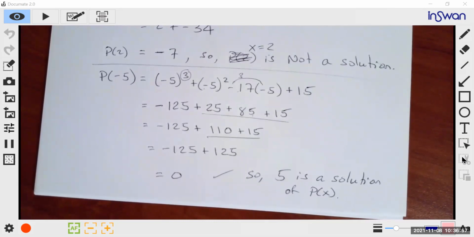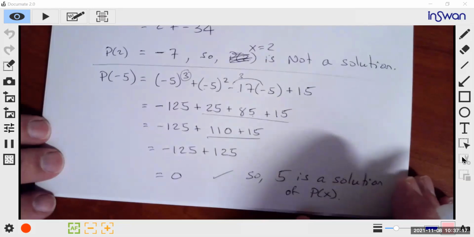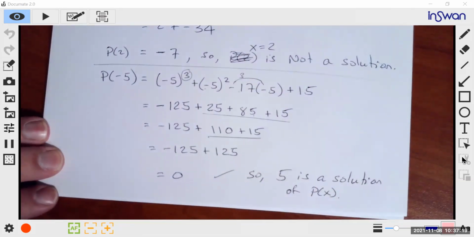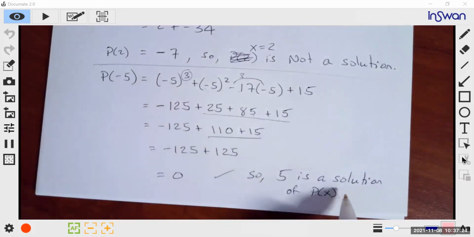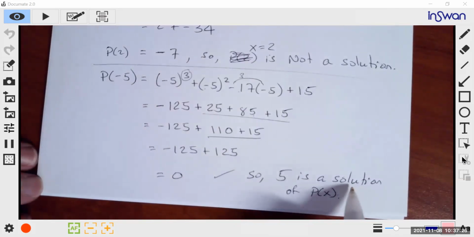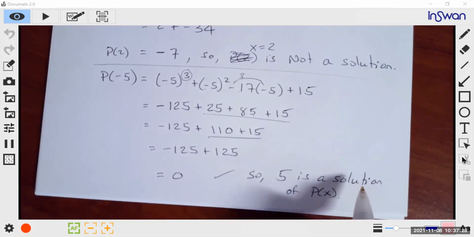Pretty straightforward. But now, let's see what that means. So we know that 5 is a solution. What else does it tell us? That's the x-intercept, right? So that's what it tells us. But it tells us one more thing.